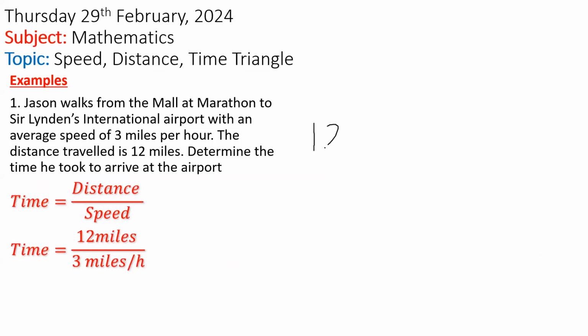Where's Mark? Mark, are you there? 12 divided by 3 is going to be 4. So if you want to know how we got to 4, it's going to be through division. Okay. Mark, are you there? Where's Mark?